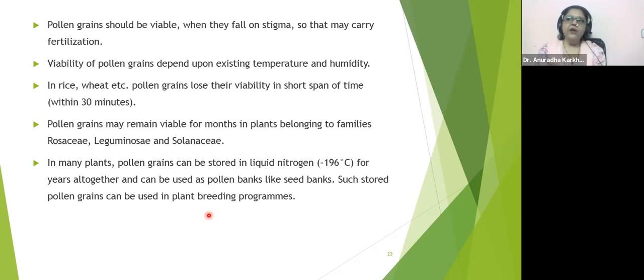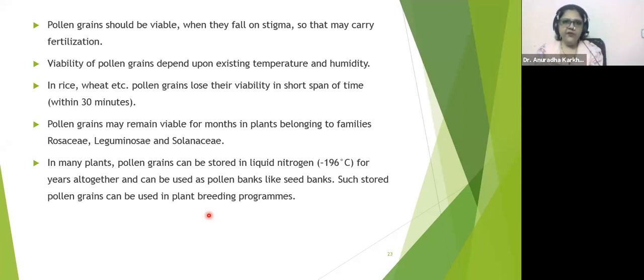So the viability of the pollen in case of rice, wheat, etc. is only within 40 minutes; they have to germinate on the stigma. It is a very short time, I know, right? But yeah, that is the way it has been recorded.